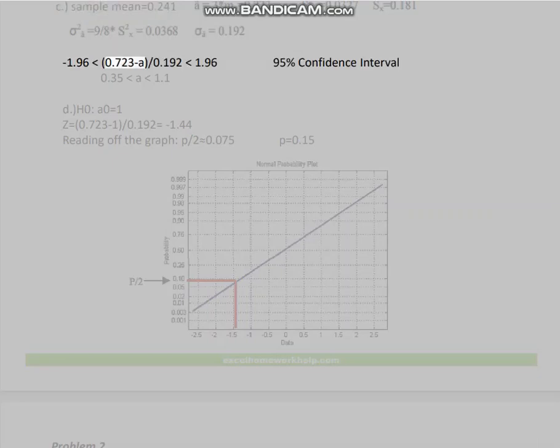-1.96 less than (0.723 - a)/0.192 less than 1.96, so the 95% confidence interval is 0.35 less than a less than 1.1. For H0: a0 equals 1, z equals (0.723 - 1)/0.192 equals -1.44. Reading off the graph, p/2 is almost equal to 0.075, so p equals 0.15.